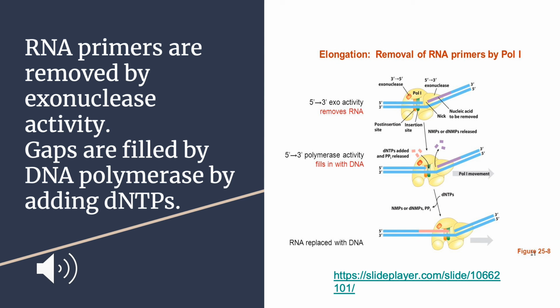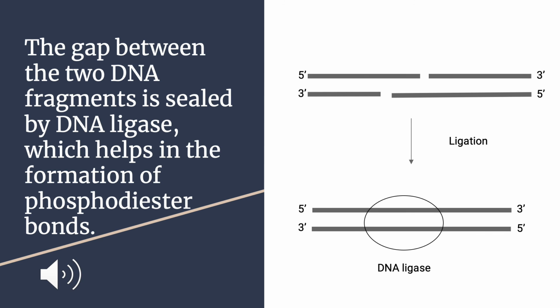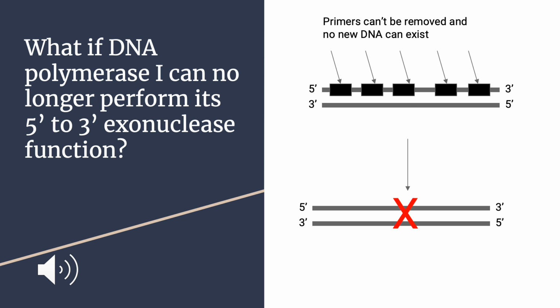RNA primers are now removed and the gaps are filled. DNA ligase seals the gaps between the Okazaki fragments, joining the fragments into a single DNA molecule. The 5' to 3' exonuclease removes nucleotides from the 5' end of the primer, so RNA primers could not be removed from the DNA during replication. The primers could not be replaced with DNA.